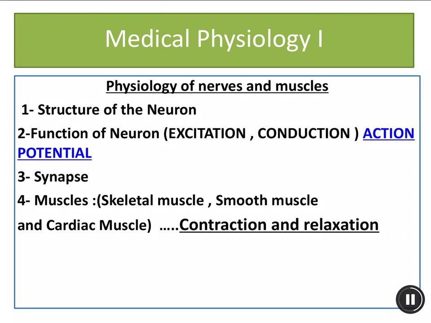محاور محاضرتنا لهذا اليوم هي Structure of Neuron, Function of Neuron, Excitation, Conduction، والذي سنأخذ فيه الأكشن بوتنشيال. والمحور الثالث الساينابس. المحور الرابع المسلز، ناخذ السكيليتال مسلز، سموث مسلز and cardiac muscles. طبعا الذي يهمنا بالمسلز هو what mechanism by which contraction and relaxation taking place.